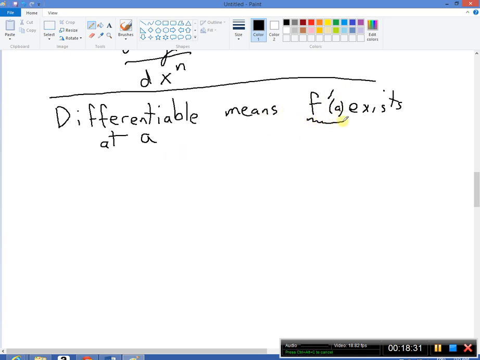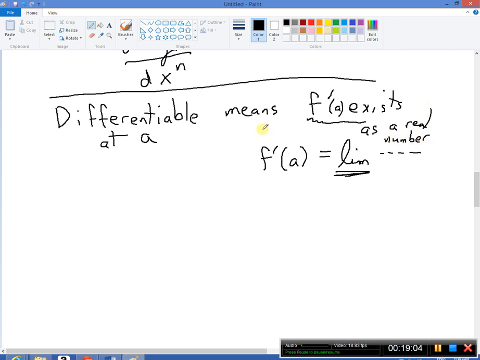And what does it mean for f prime of A to exist? Well, what kind of thing is f prime of A? Of course, it's a limit. But a limit may or may not exist. We've seen lots of examples where the limit does not exist. And in this case, I mean that the limit exists as a real number. Infinity is not a number. So if the limit that we're calculating turns out to be infinite, then we say that the derivative does not exist.